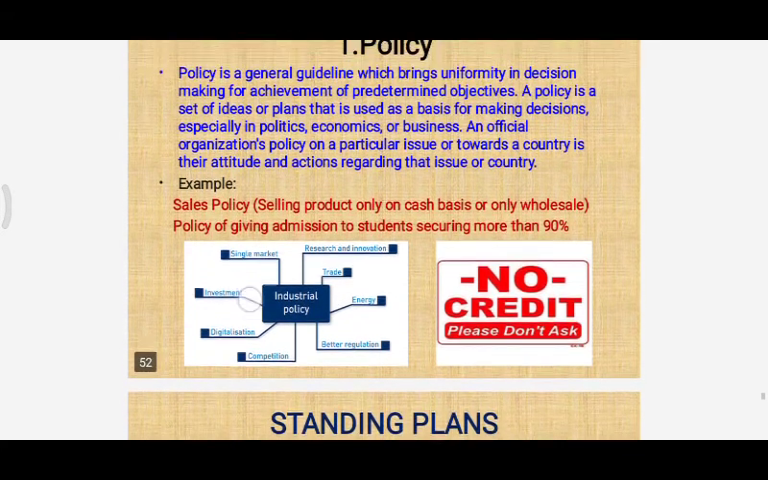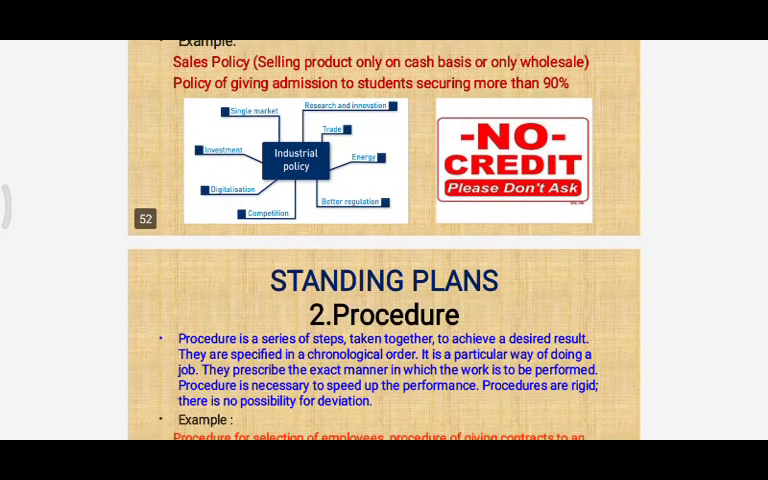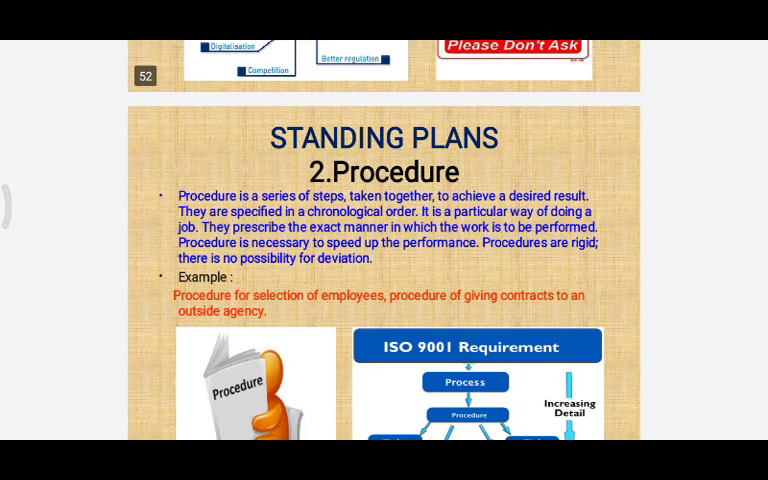For example, a businessman has a policy not to make any sale on credit. Like chain stores are carrying on these types of policies. Then we have the next type of plan, that is procedure. So what is a procedure?